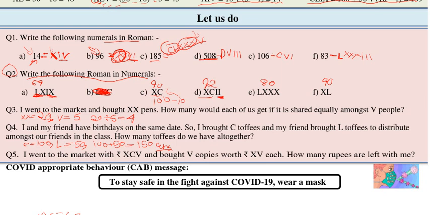This one is very simple. L is 50, X is 10 plus 10 plus 10, 30, 50 plus 30 is what? 80. XL, it is what? It is 90. Okay, so no, it is not 90, sorry, it is 40. Why? Because L is equal to 50 and X is written to the left of it, that is a smaller value, then we subtract that, so X is 10, so 50 minus 10 will give you 40. Okay, it might look a little like 90.